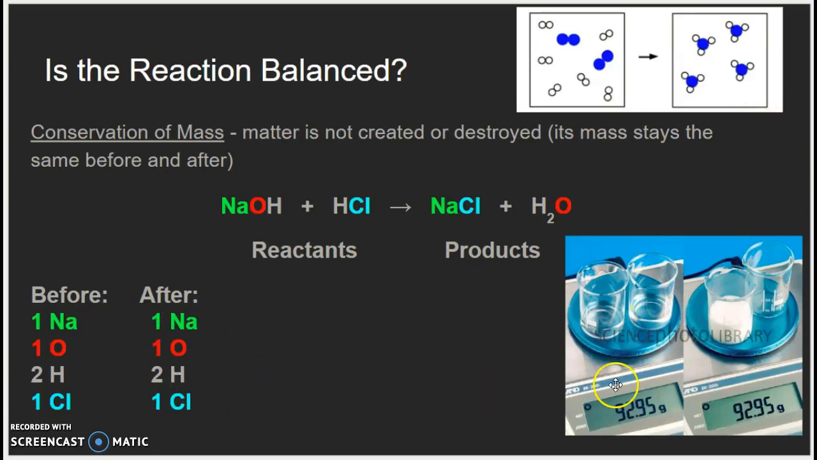If you are actually doing a reaction and no gases are produced or anything like that, before the reaction and after the reaction, you should actually have exactly the same mass. And so that's what they're showing here, that they have 2 clear liquids, and it weighs 92.95 grams, and afterwards they've poured one of the beakers into the other beaker, and we've got this white precipitate or powder that has formed, and it still weighs 92.95 grams, because in a chemical reaction, mass is always conserved.